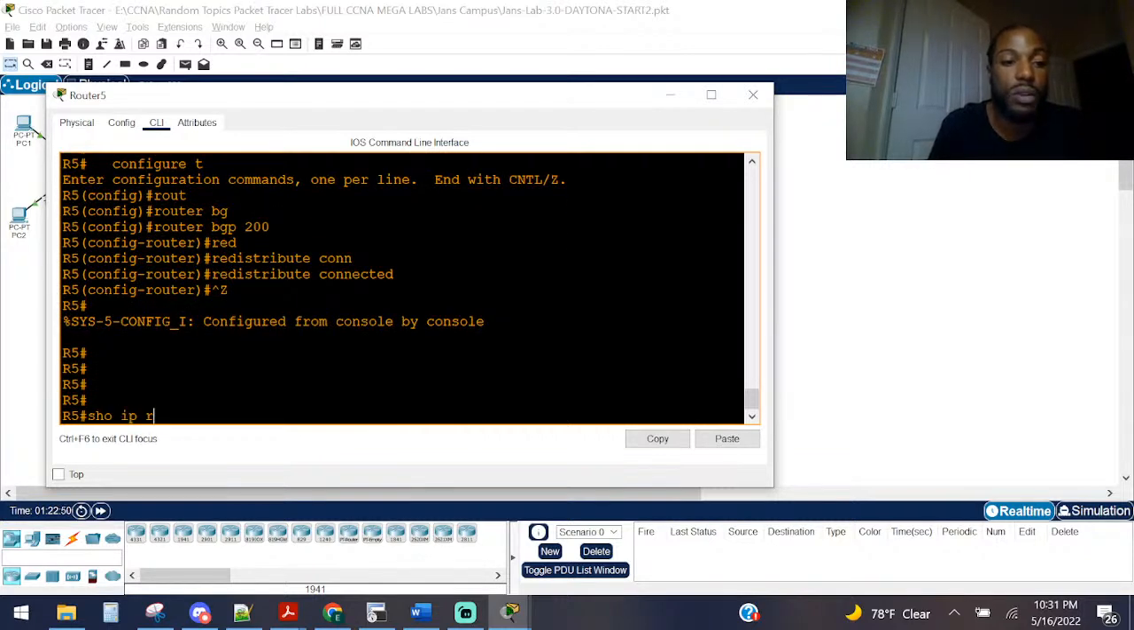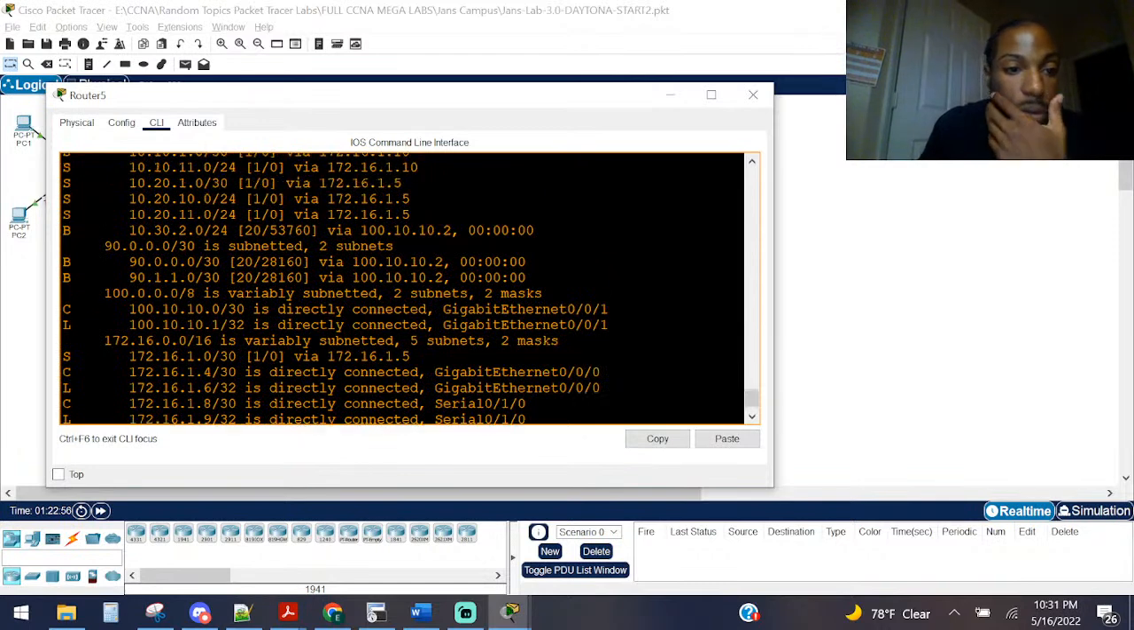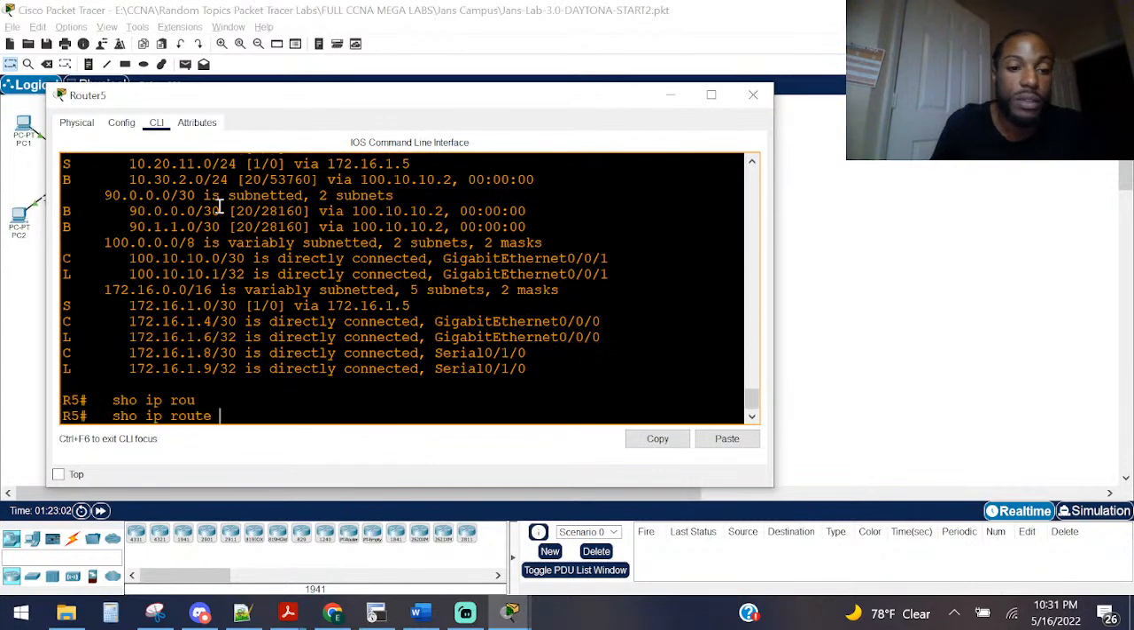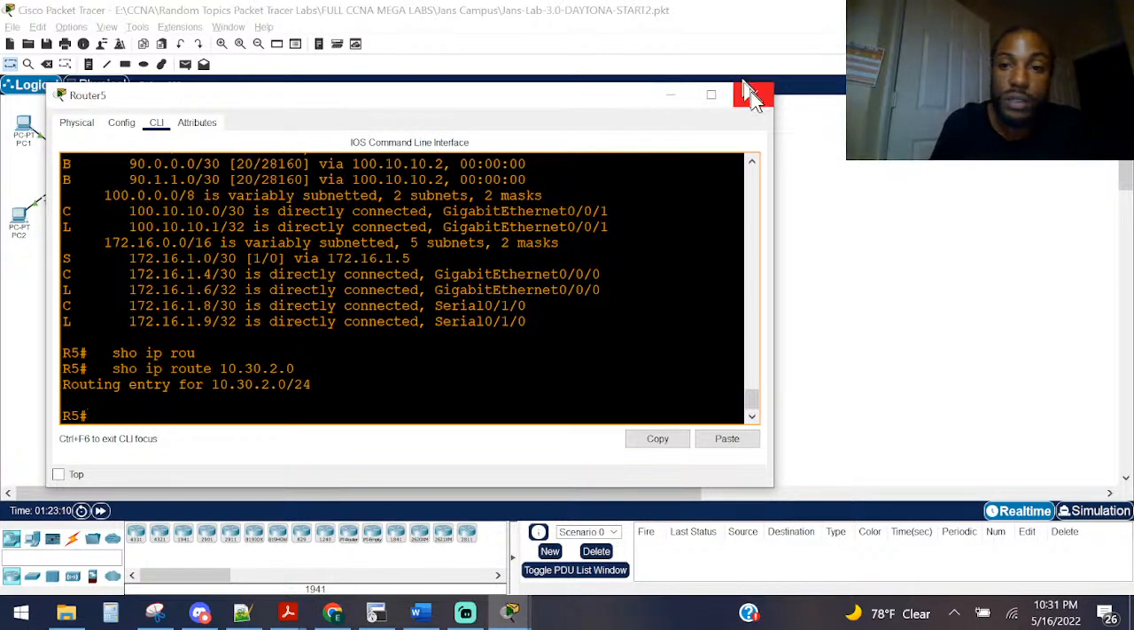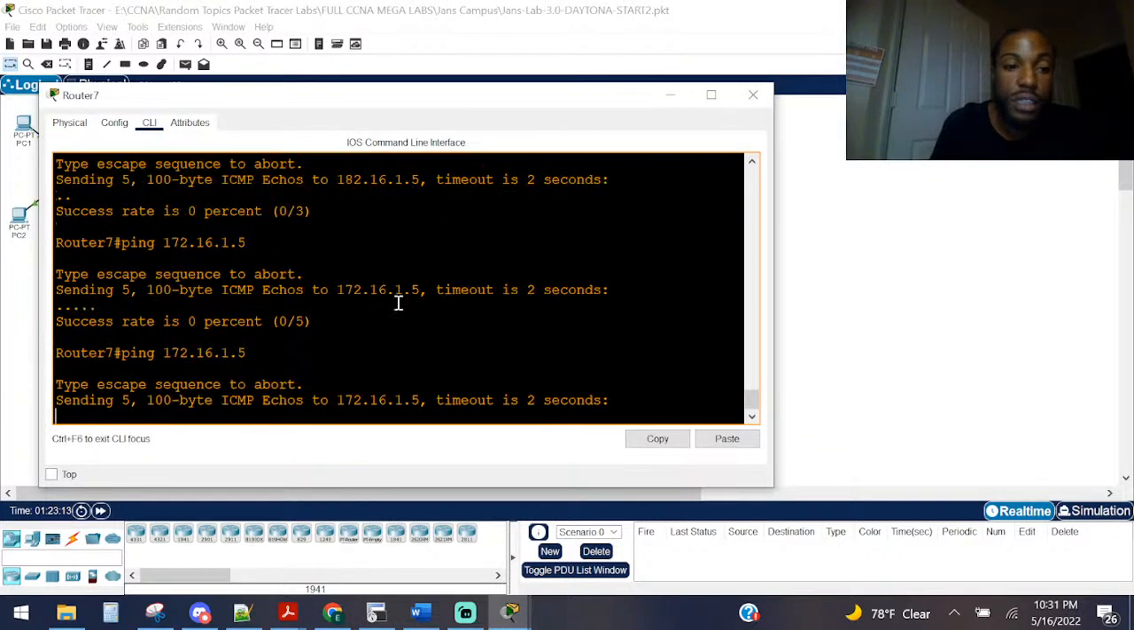Show IP routes. So, do we have the 10.30.2.0 network still? Yep, he learned it through BGP, so he knows how to get there. Route 10.30.2.0. He still has that as a way to get there. Does he? I don't think that's the issue; it's only one-way redistribution that we're doing there.